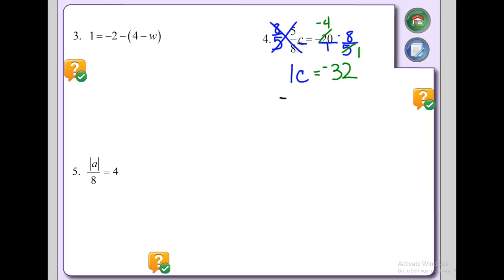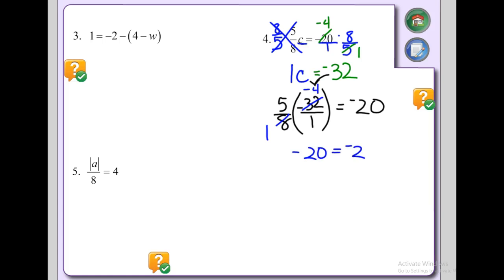So here we go. We've got 5/8 times negative 32. I'm going to put that over 1. That's my c. I just plugged it in. Equals negative 20. So let's look at our multiplication of fractions. Do you see something we can cross cancel? Yeah. 8 goes into 8 once. 8 goes into negative 32, what? Negative 4. And now 4 times 5 is negative 20 equals negative 20. There's our work and there's our check.